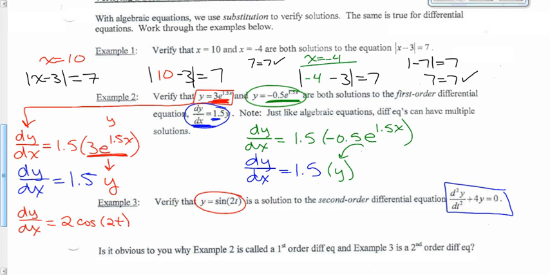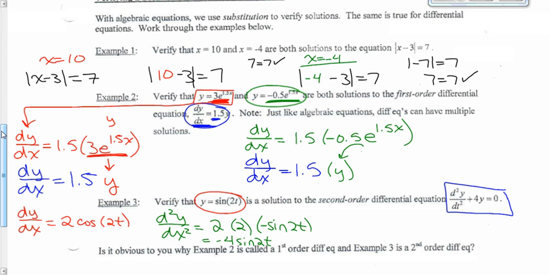But I don't want dy dx, I actually want the second derivative. So let's do it again. So the second derivative is going to be the derivative of what I just found. So my constant will stay. The derivative of the inside is 2. The derivative of cosine is negative sine of 2t. So I have this, which, let's simplify that, is negative 4 sine 2t.